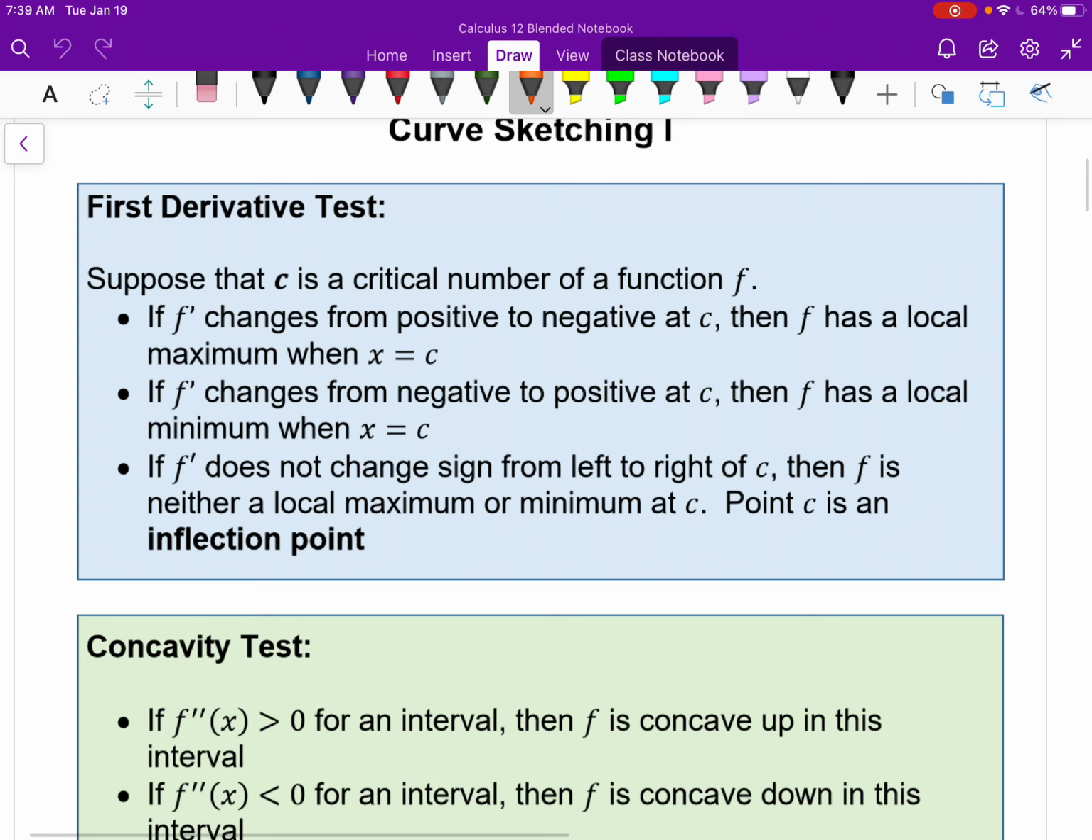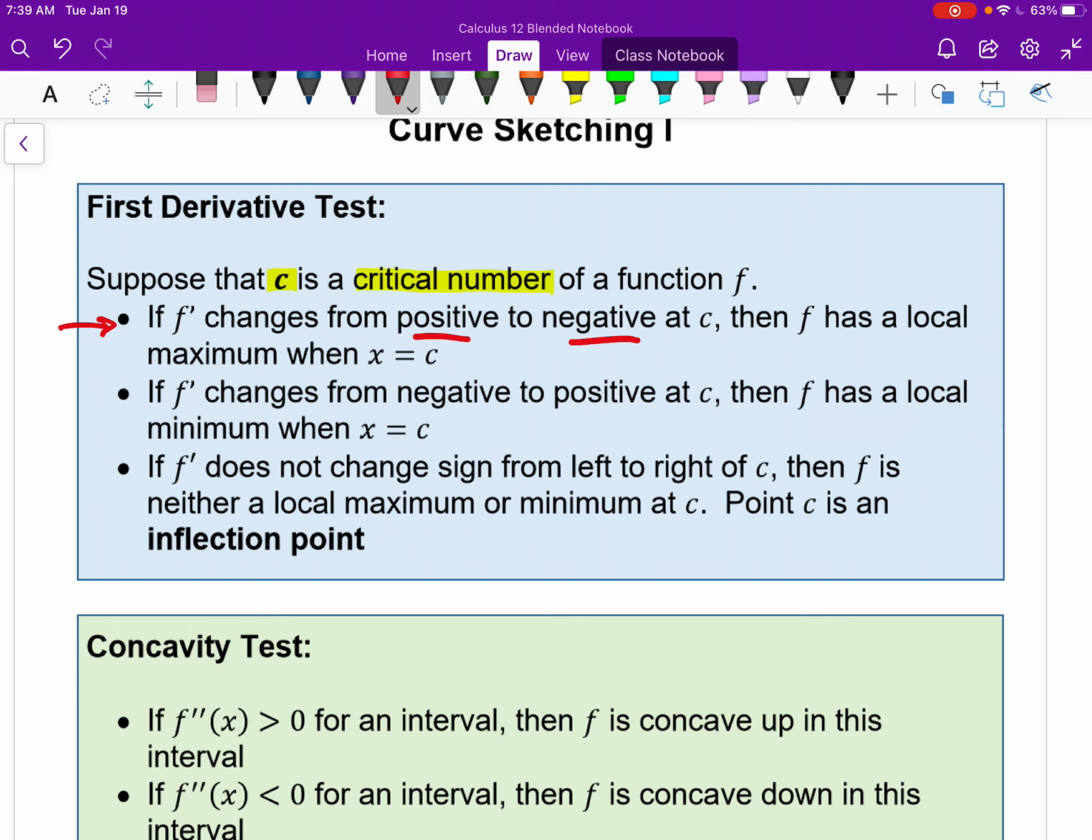So suppose c is a critical number of a function. If you can't remember, a critical number, or critical point, is where the derivative is either 0 or does not exist. That's just one of the ideas introduced last day. Well, there are three possibilities if we have a critical number in terms of looking at the derivative. One of the possibilities, this first point, is that f prime, the derivative, changes from positive to negative.